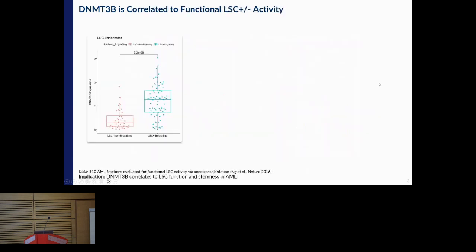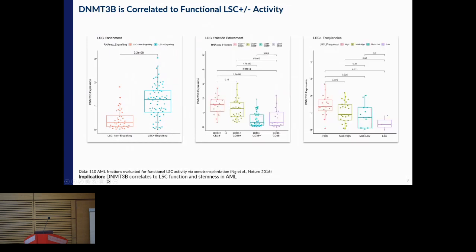Next, to really hammer in on that aspect of the leukemia stem cells, we have data in-house that's 110 acute myeloid leukemia fractions that we evaluated for functional leukemia stem cell activity via xenotransplantation. And so we're able to look at the expression across the leukemia stem cells that engraft and those samples that don't. And we're able to see quite a striking association with the engrafting leukemia stem cells in our example here. And we can go one step further by looking at its expression across the various different fractions and also seeing how it correlates with the actual frequency of leukemia stem cells.